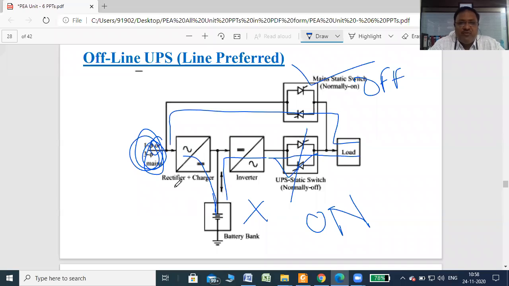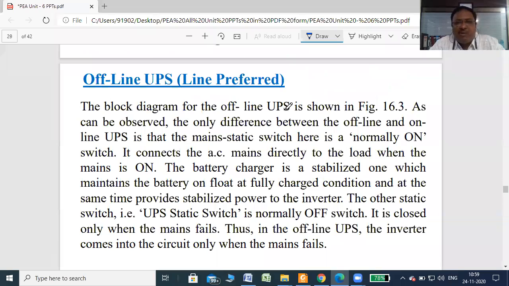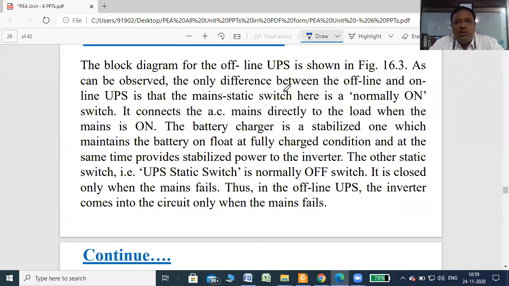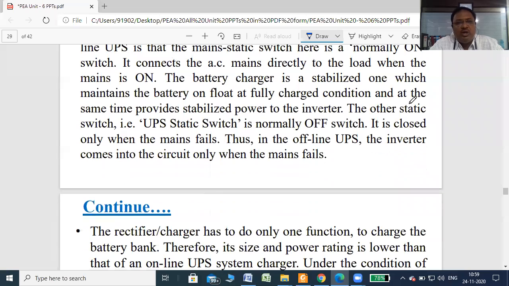It is called line preferred because normally the line is connected to the load. So this type of UPS is not used for critical loads. This type of inverters are not used for critical loads like CNC machine or any other. So in the block diagram of offline UPS, it can be observed that the only difference between offline and online UPS is that the main static switch here is normally on. It connects the AC mains directly to the load when mains is on.